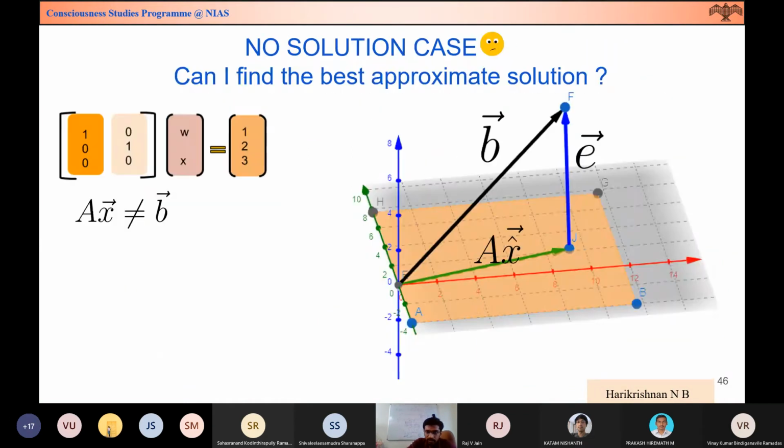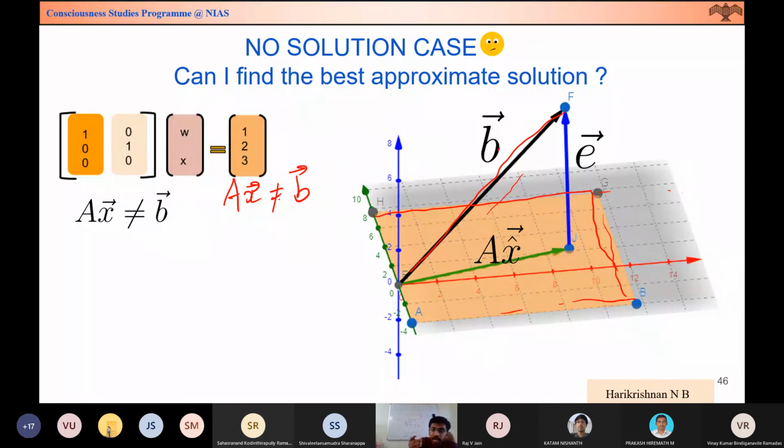So now let us try and find something. We don't need to worry about the no solution case. We can actually find the best approximate solution, and this is very interesting. So we know that AX equal to B for the no solution case does not have a solution because B doesn't lie in the column space. This is a column space, it goes to infinity, and B is outside the column space, and we know that there is no solution. So AX cannot be equal to B.